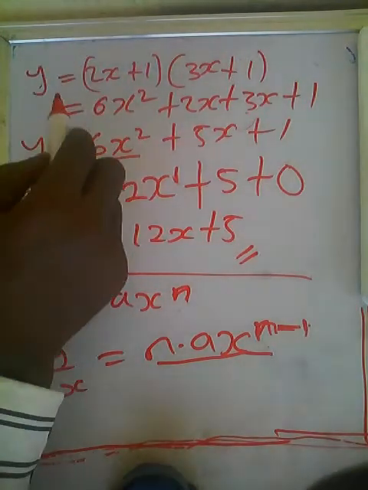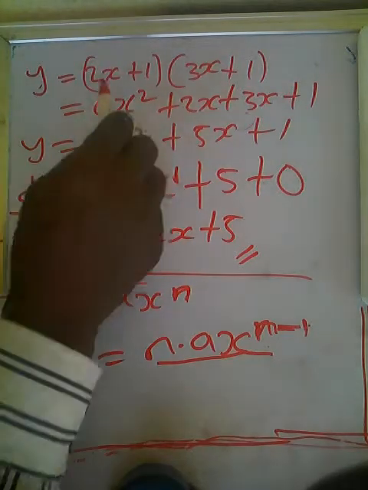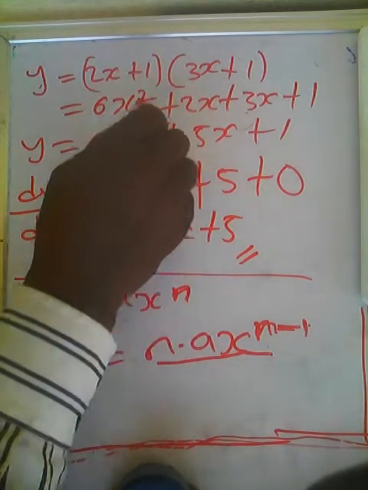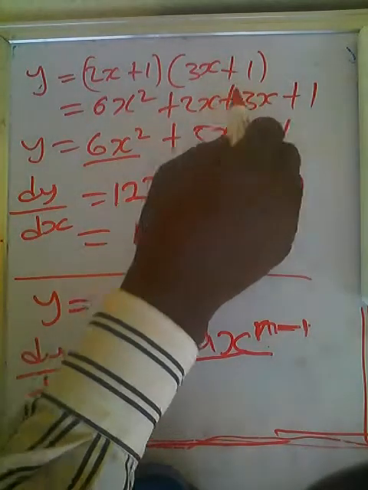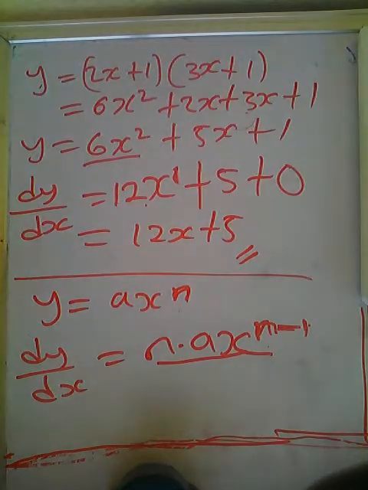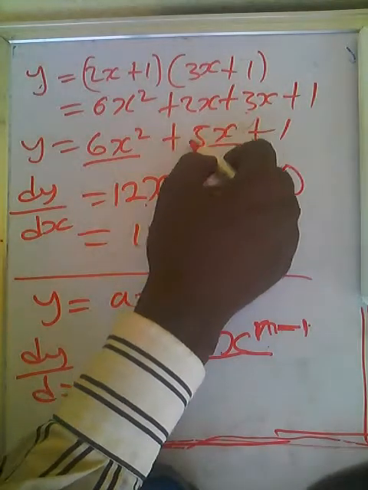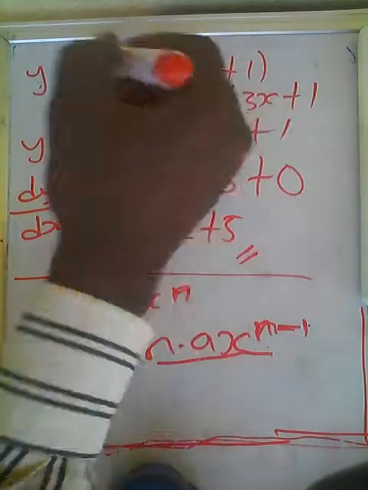That's why 6x squared becomes 12x to the power 1. The 2 comes forward and multiplies 6, that's 12x. Now subtract 1 from this power 2, that becomes 1. Initially, this 5x is having a power of 1. Then we use that 1 to multiply this 5, we get 5. Then x having a power of 1 initially.